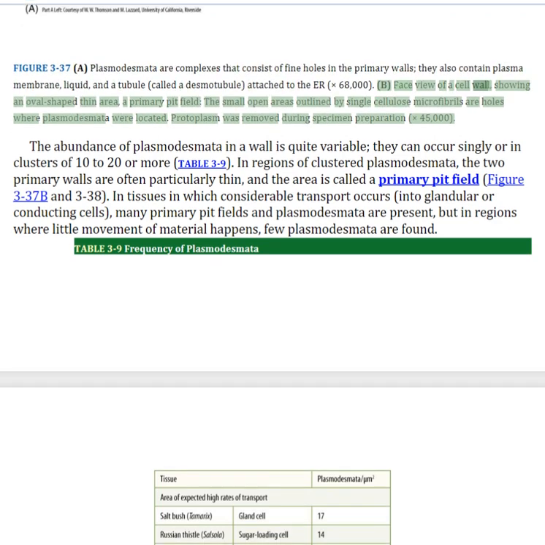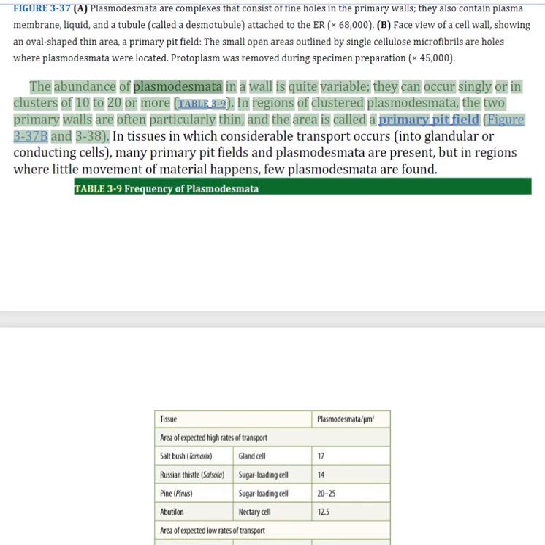Face view of a cell wall, showing an oval-shaped thin area, a primary pit field. The small open areas outlined by single cellulose microfibrils are holes where plasmodesmata were located. Protoplasm was removed during specimen preparation. The abundance of plasmodesmata in a wall is quite variable. They can occur singly or in clusters of 10 to 20 or more.